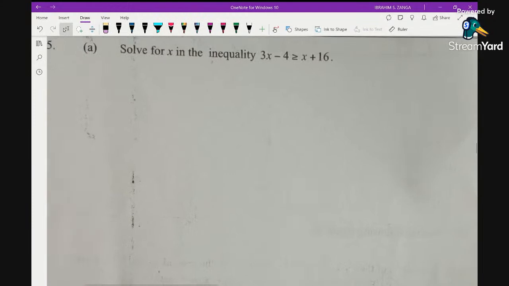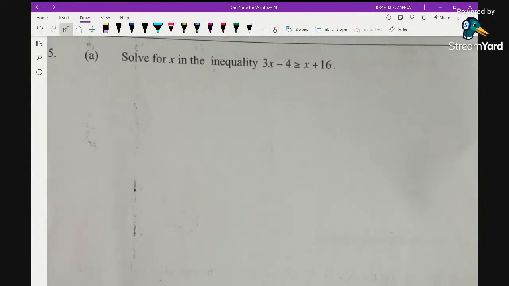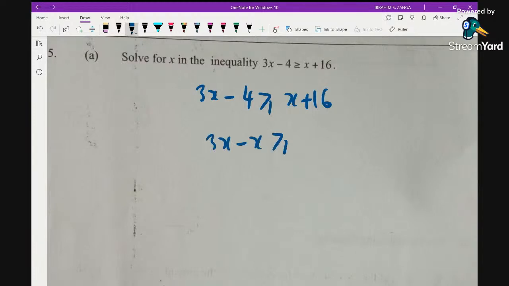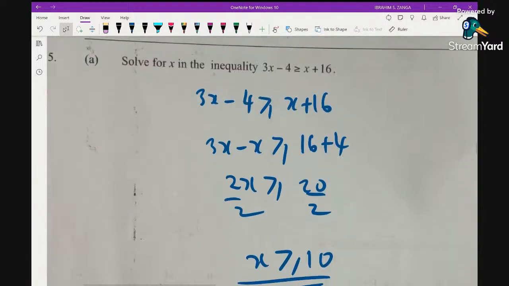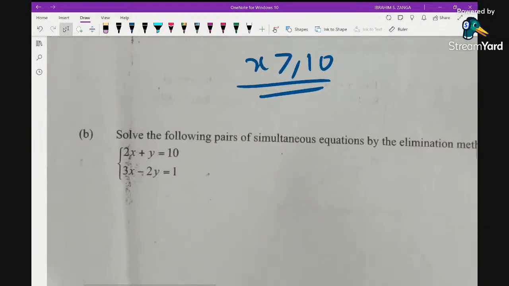Question number 5, and the last question for this session. Solve for x in the following inequalities. So you have 3x minus 4 greater or equal to x plus 16. You collect like terms, so it will be 3x minus x greater or equal to 16 plus 4. 2x greater or equal to 20, divide by 2 by 2, and x now will be greater or equal to 10. That is solution for given inequality.